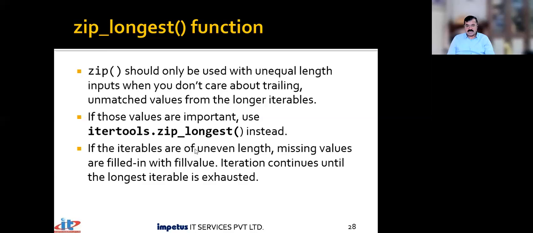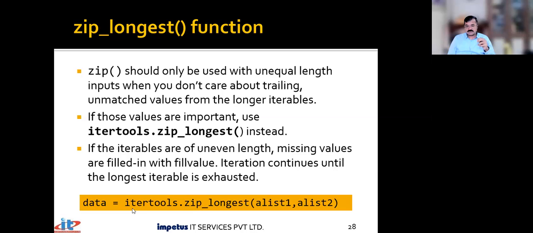Let's look at zip longest. If the iterables are of unequal length, missing values are filled with fill value. So one iterable has 4 elements, the other iterable has 10 elements. So 6 are missing. So where there is no corresponding value, you'll fill it with some value. How long will you do it? Till the time the largest iterable has not been exhausted. So I just have to say zip longest and I can pass the lists. They can be of unequal length, and missing elements from the shorter iterable will be filled with the fill value parameter.